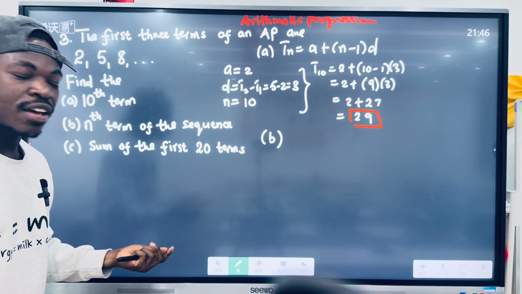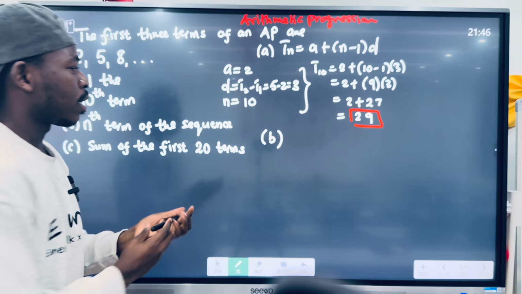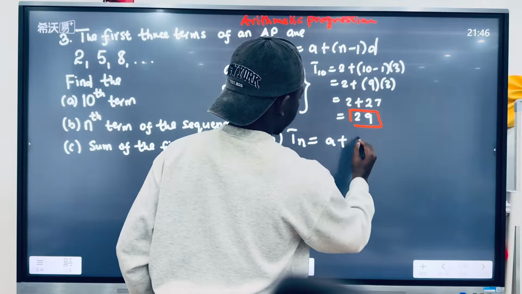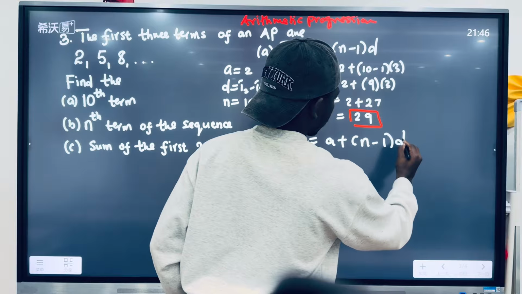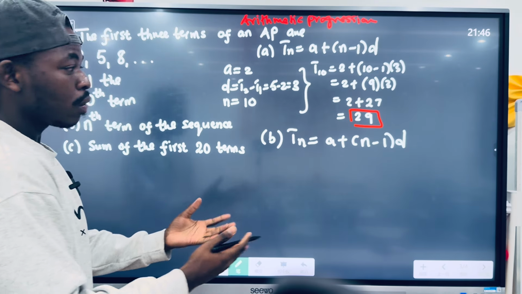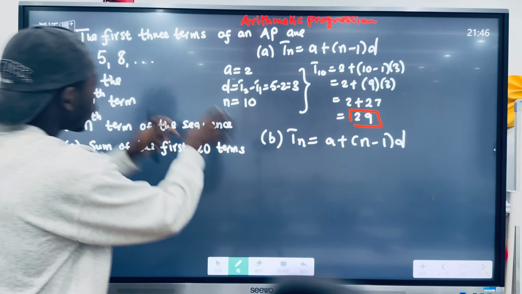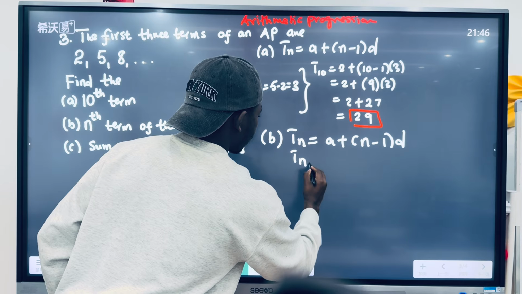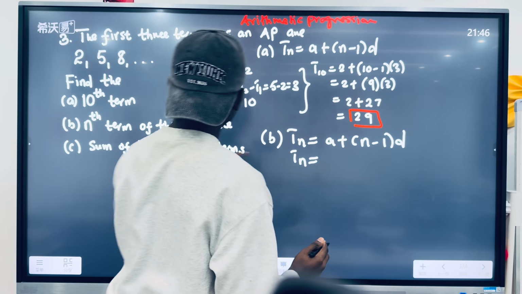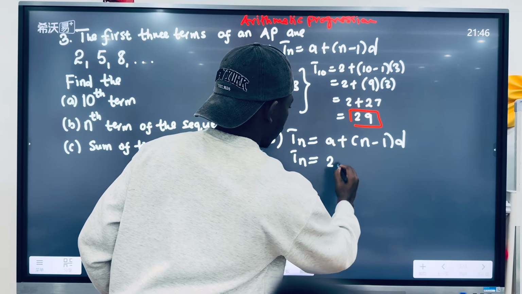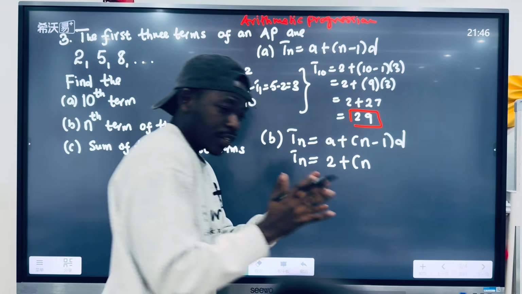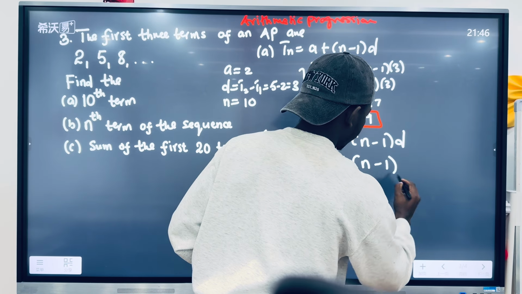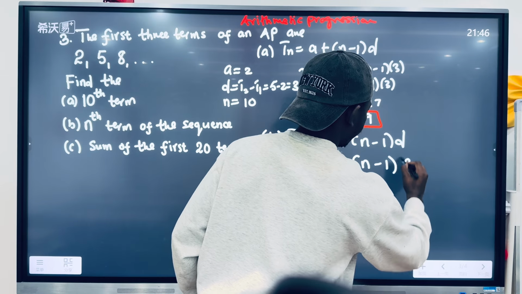So how do we find the nth term? We know the formula: Tn is equal to a plus n minus 1 multiplied by d. We now substitute in the information for this particular sequence. Tn is equal to a, and we already know that a is 2, plus n minus 1, since we're finding this formula in terms of n, then times d, which is 3.